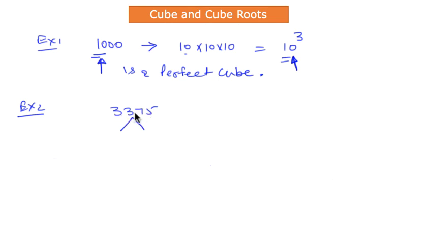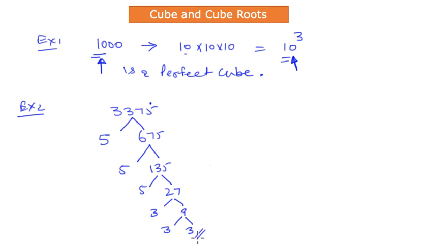In 3375, I notice that it has a 5 in its units place. That means it is divisible by 5 for sure. So I will start with 5, and when I divide 3375 by 5, I get 675. 675 can further be divided by 5 to give 135, which is further divisible by 5 to give 27. 27 can be divided into 3 parts like this, and there you go. We have to stop here because this cannot be divided any further.